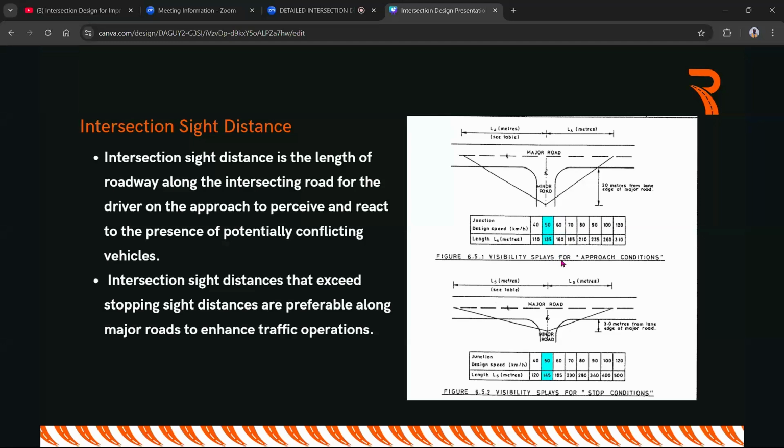At 20 meters away from the center line of the major road, the driver should be able to see at least 135 meters to the right. And this is where we control roadside development. This is where we control encroachment.